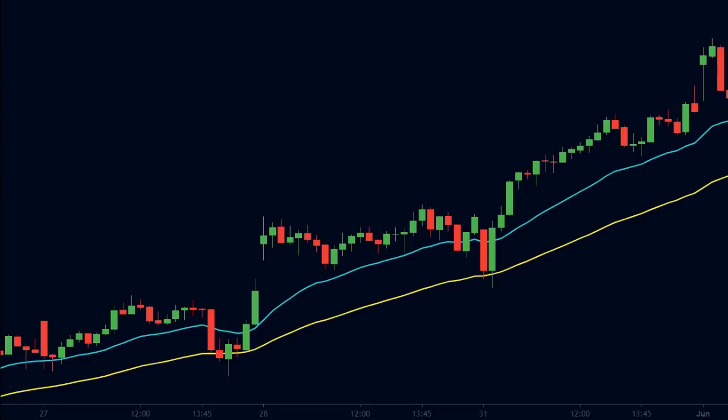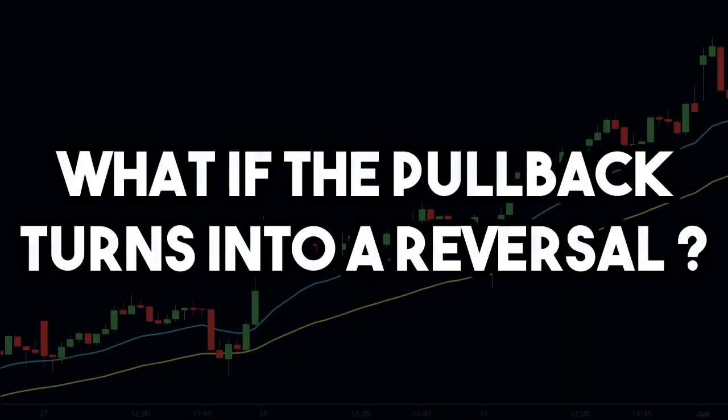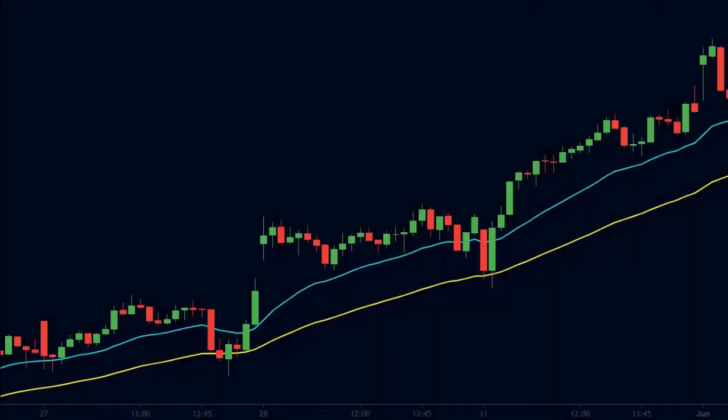Now, a big question is, what if the pullback turns into a reversal? What if the price touches the 20 EMA and never comes back? How do we know that it is a pullback and not a reversal? The answer to that is the 50 EMA.